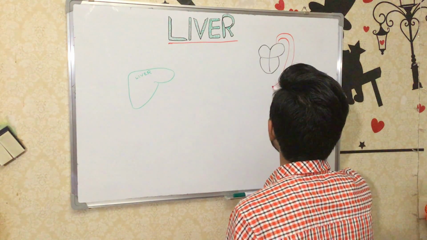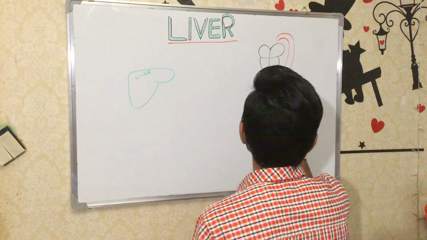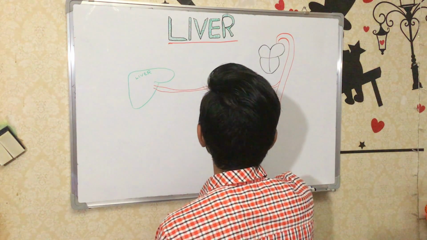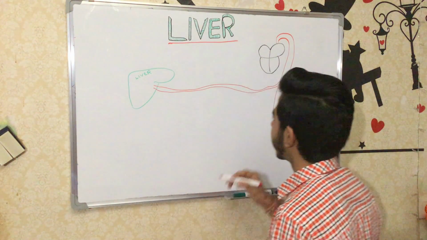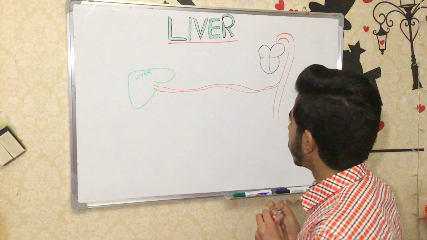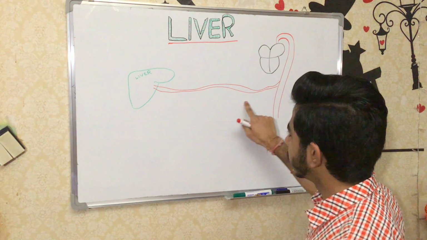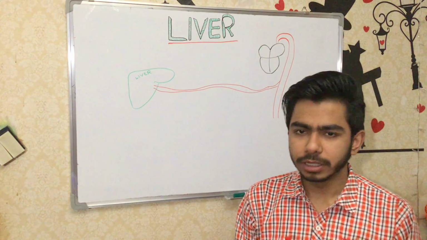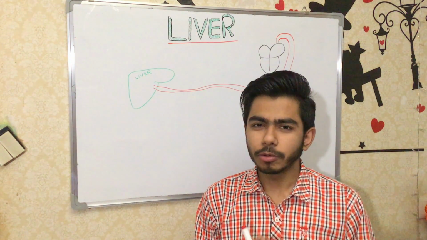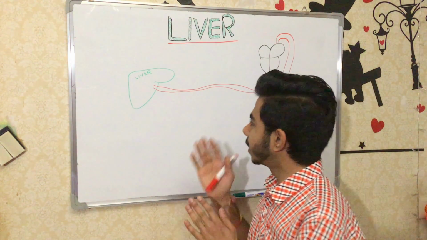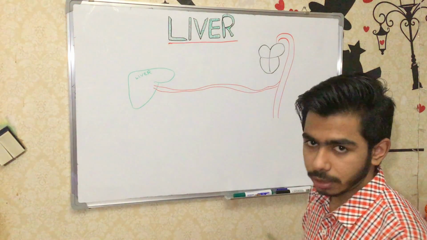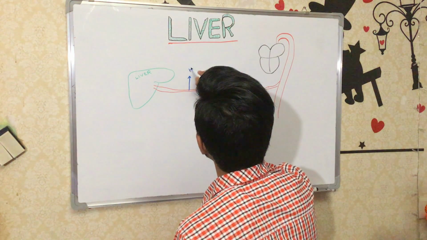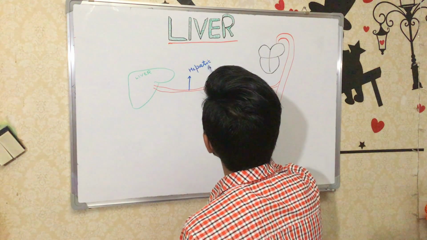So for example, this is the first branch going, and this is the branch which is directly going inside the liver, and this is the hepatic artery. So the hepatic artery coming from the descending aorta goes directly into the liver, and this hepatic artery is giving mainly the oxygen to the liver. About 25% of blood supply is given by the hepatic artery to the liver. So let me name this: hepatic artery.